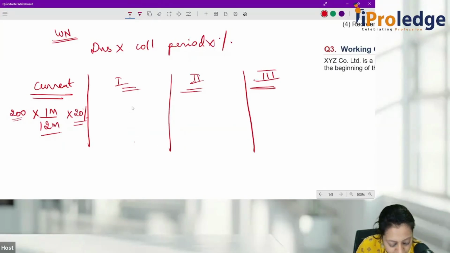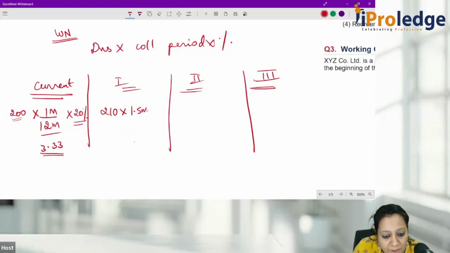So like that, we will just calculate 200 divided by 12 into 20 percentage. We are getting 3.33. The same way, let us do the calculation for the rest also. So it is going to be 210 into, for the second option, 1.5 months, divided by 12 months into 20 percentage. So let's do the calculation. 210 into 1.5 divided by 12 into 20%, right, dears? So 5.25.